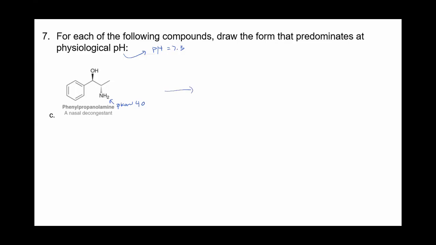So the nasal decongestant phenylpropanolamine, which is very similar to the structure for pseudoephedrine, the nitrogen would get protonated here. And protonating amines, or making them into the salt, will make them more soluble so that we can access them better biologically. Questions there?